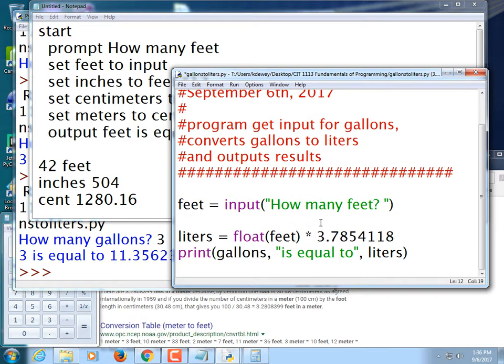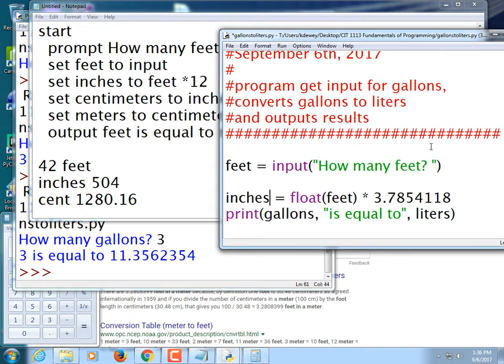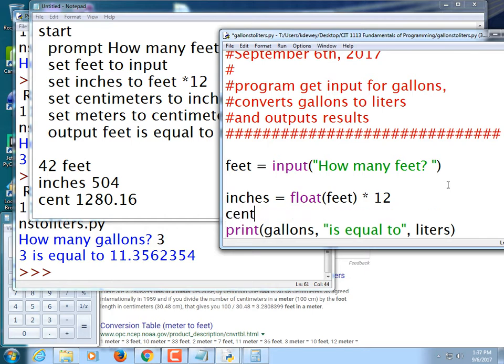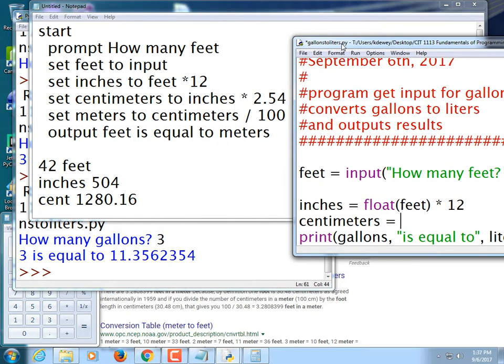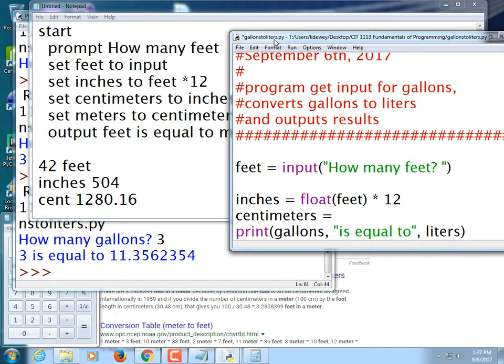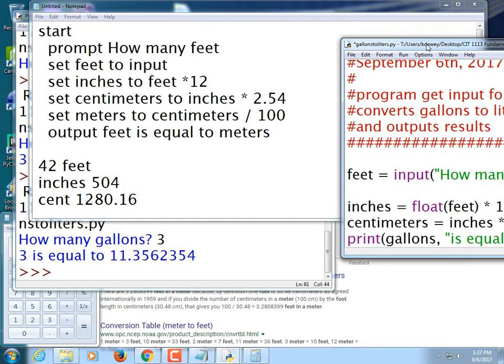So feet to inches. Inches, and what did we do? We did feet times 12. Isn't this so much easier to write the code now that we already know the math behind it and everything? Then what do we have to do? Centimeters equals what? Inches times 2.54. So far so good?